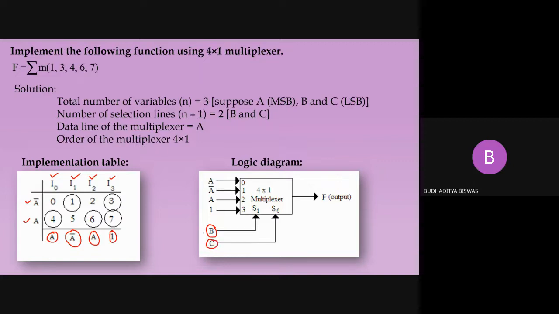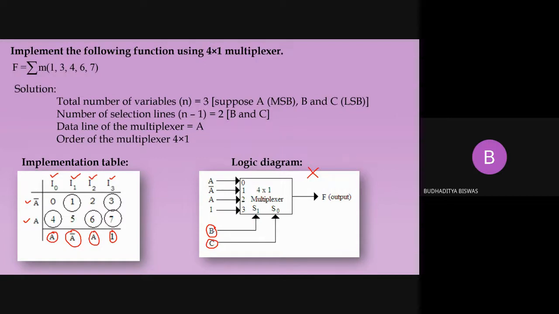Don't interchange this one. Students commonly make the mistake that after getting the correct implementation table, in the drawing they interchange B and C, connecting B to S0 and C to S1. The whole thing would then be erroneous. Marks will be reduced drastically for this, since it means you don't have the concept of how to connect this.